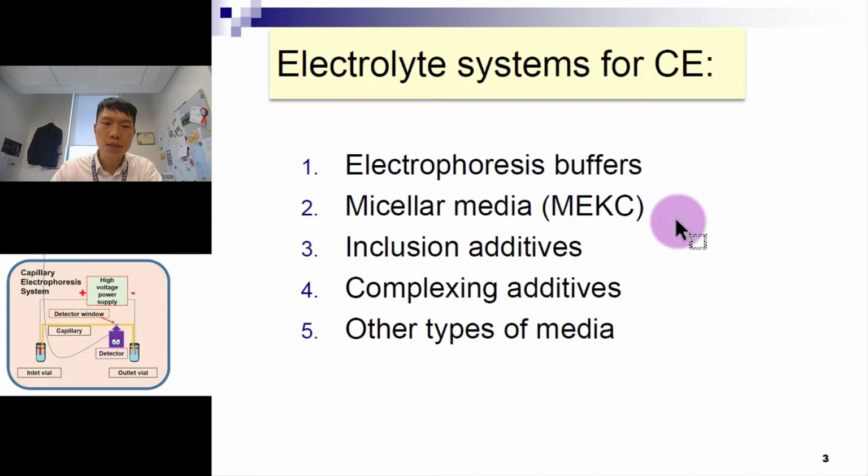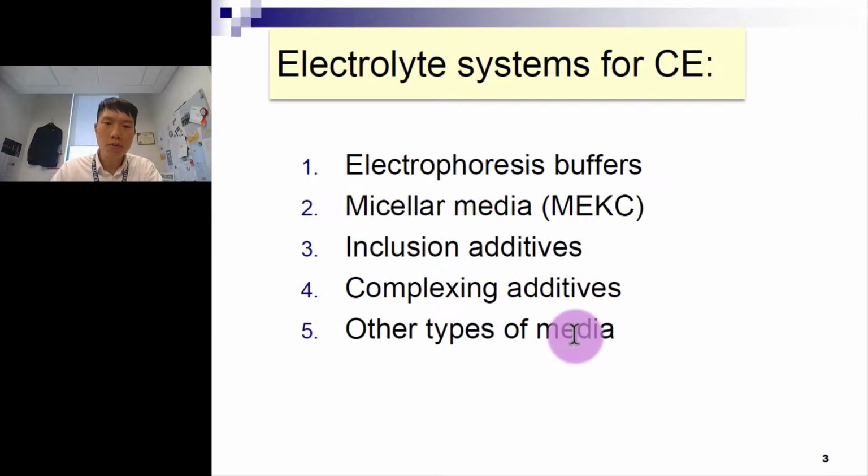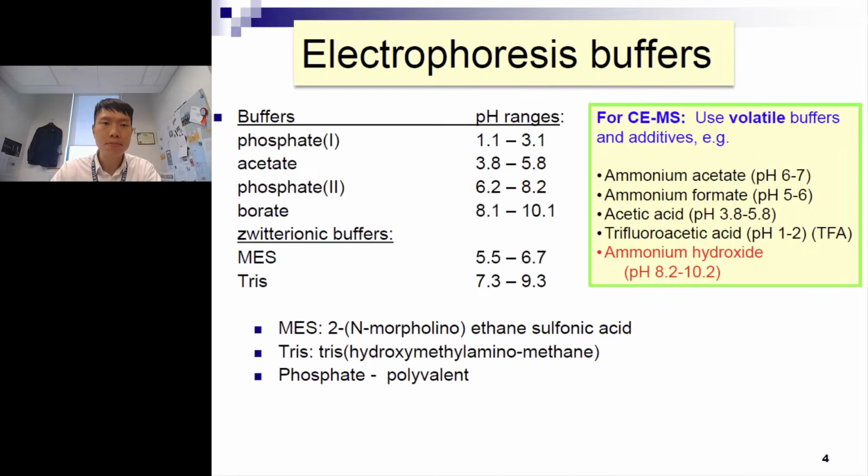Electrolyte system for CE. There are a few parts here. One is the buffer, one is the micellar media, inclusion additives, complexing additives, and other types of media, and how it will affect the electropherogram at the end. So first, buffers aren't something new to us. Buffers are chemicals that allow the system to prevent a drastic change in pH, because they themselves have the base and conjugate acid, or the acid and conjugate base, to absorb the addition of a small amount of acid or base.